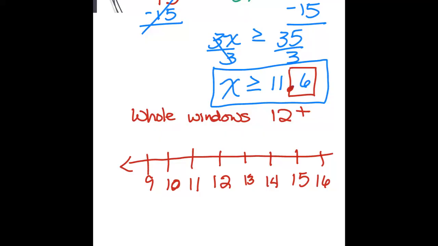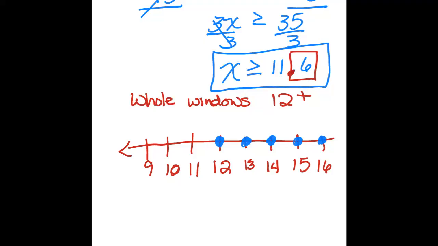So 12 is definitely an answer. What else would be an answer? 13, 14, 15, 16. What about 17? Yes. It could be. Now wait a minute, Miss Speedy, 200 is also greater than or equal to 11.6. Is that a realistic answer for washing windows? No. So keep in mind what is realistic, okay? Now, I'm going to go one step further. I know my 10 minutes are almost up.